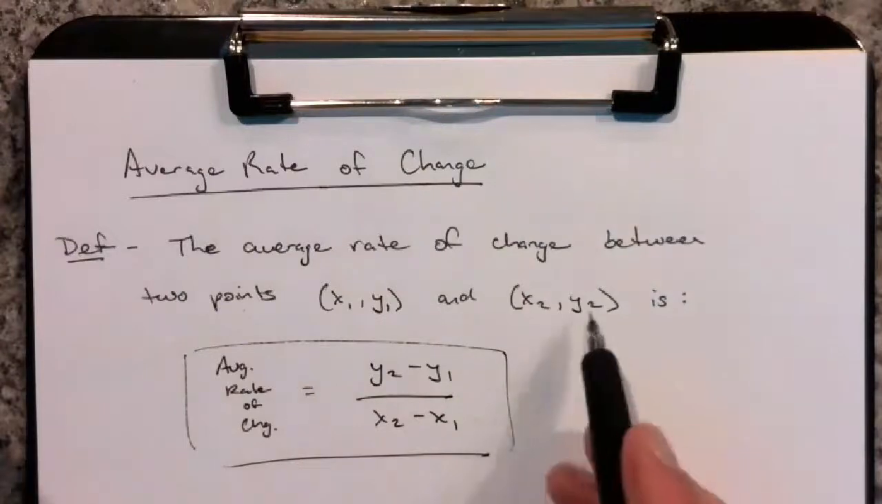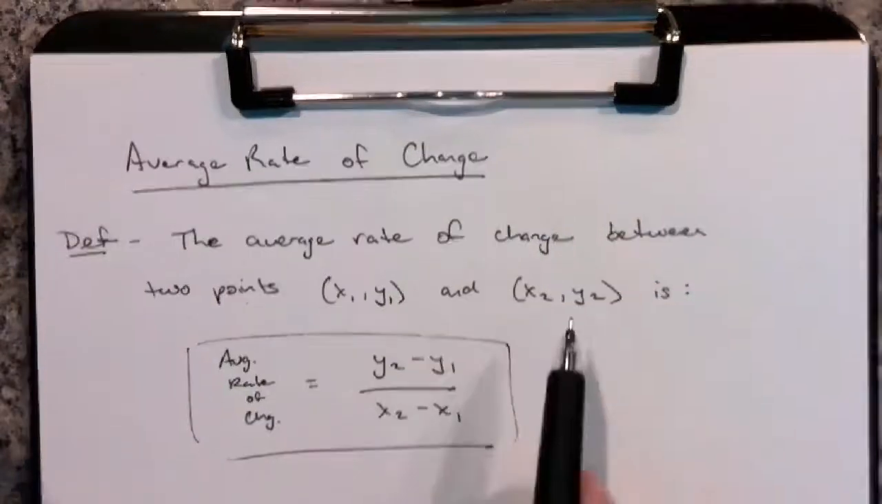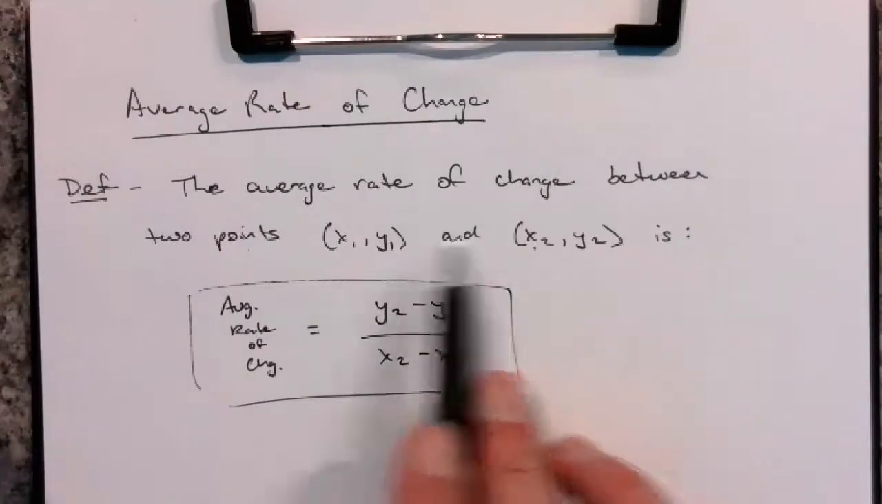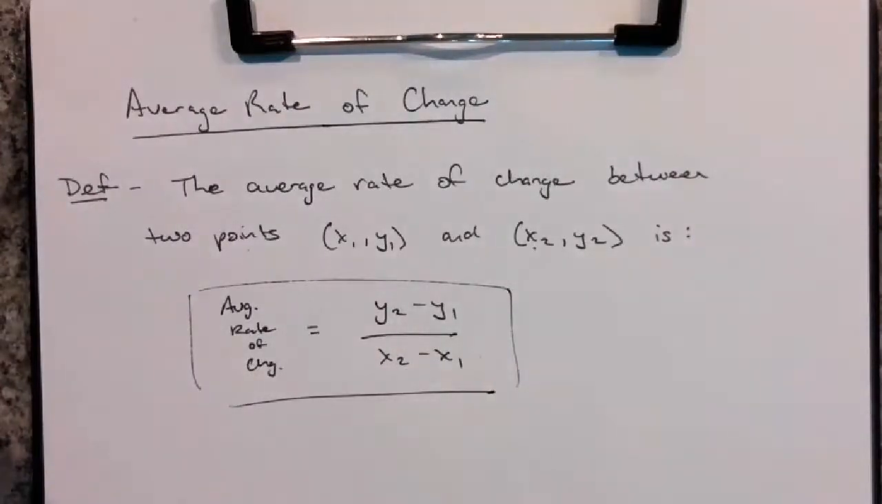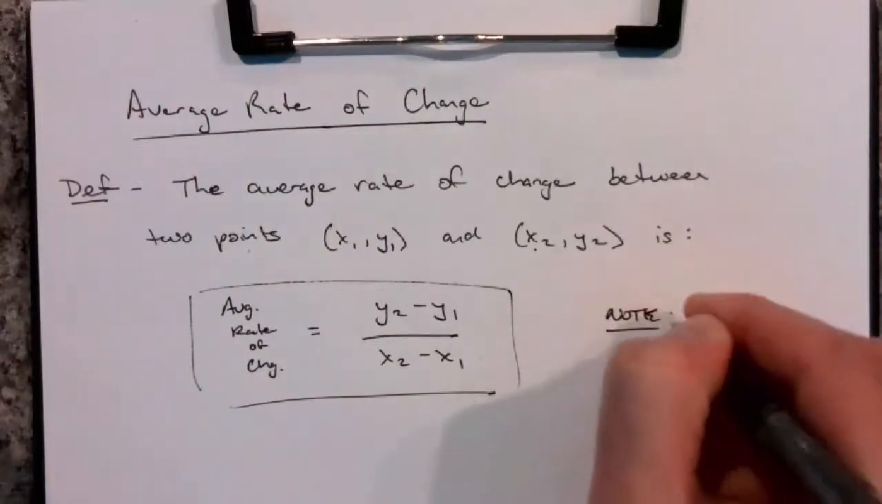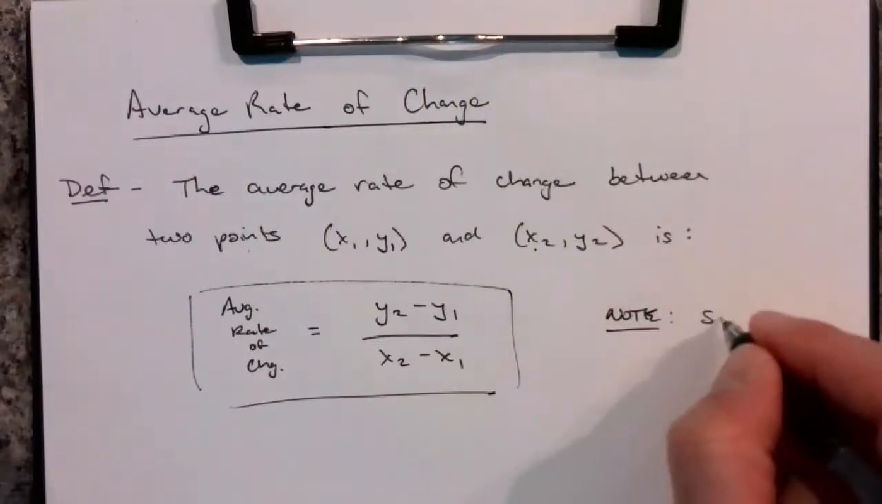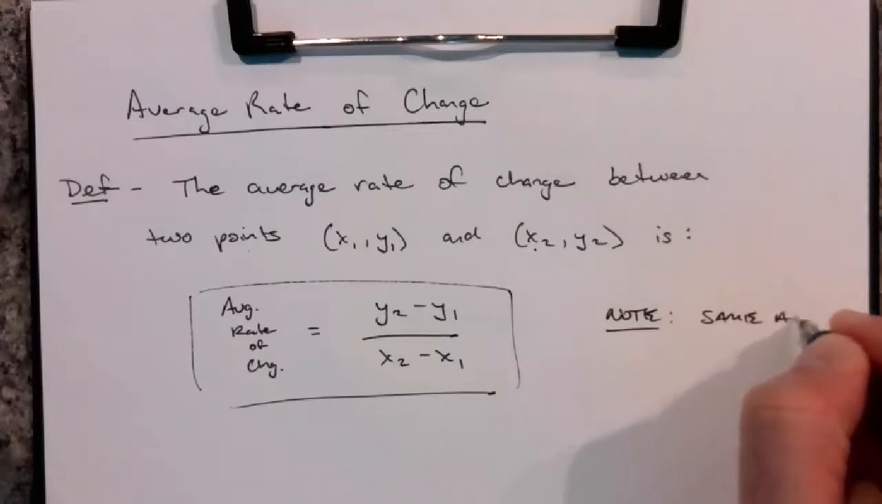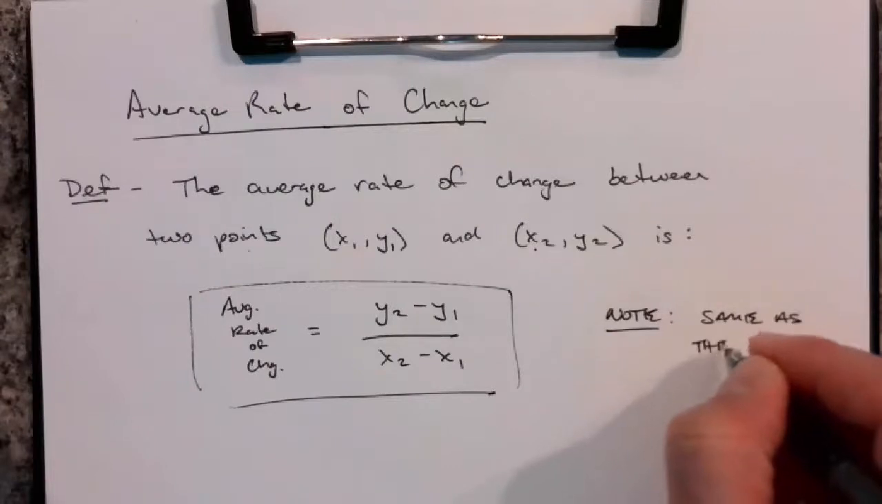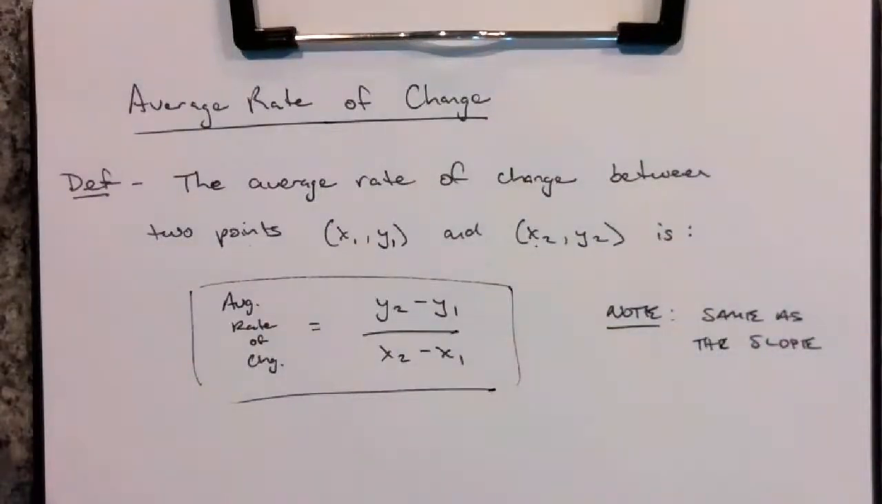It's a slope between 2 points, change in y over change in x. Remember, you have to be consistent with your order here. If you start here and subtract the y here, you have to start from x here and subtract the x here. I'm just going to write it explicitly in case you didn't hear me say it. Note this is same as the slope, right? So this is the same as the slope.